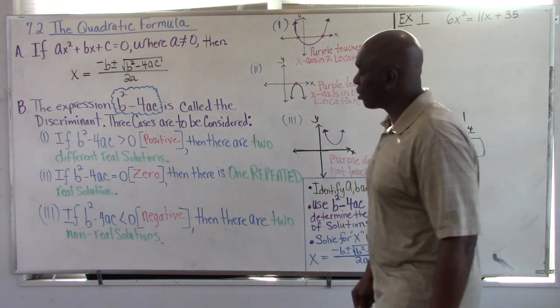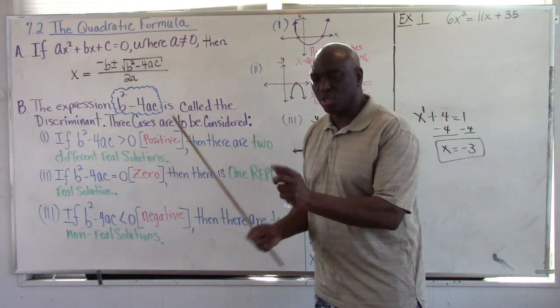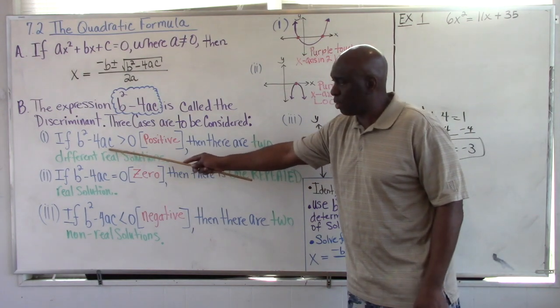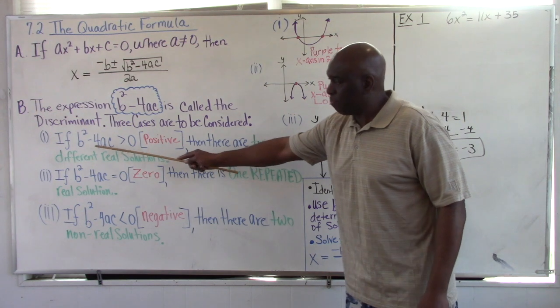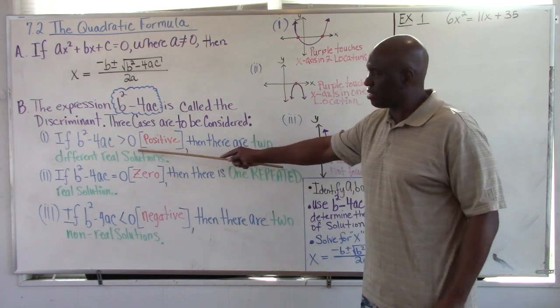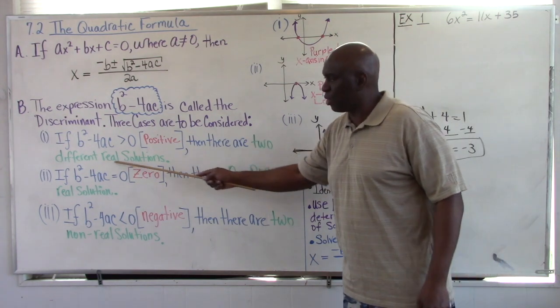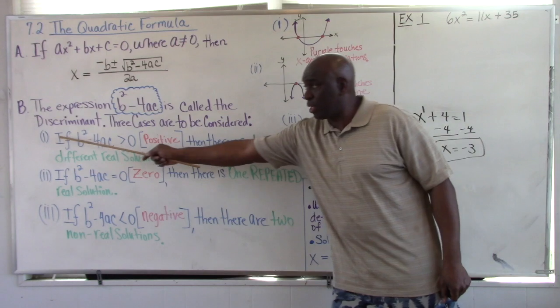All right, so look, point 1, 2, 3. I've drawn a little graph up here to kind of help you understand what we're talking about here with point 1, 2, 3. Look at the first point, all right? If b squared minus 4ac is positive, meaning greater than 0, then there are 2 different real solutions. This graph right here, number 1, it correlates with point number 1.